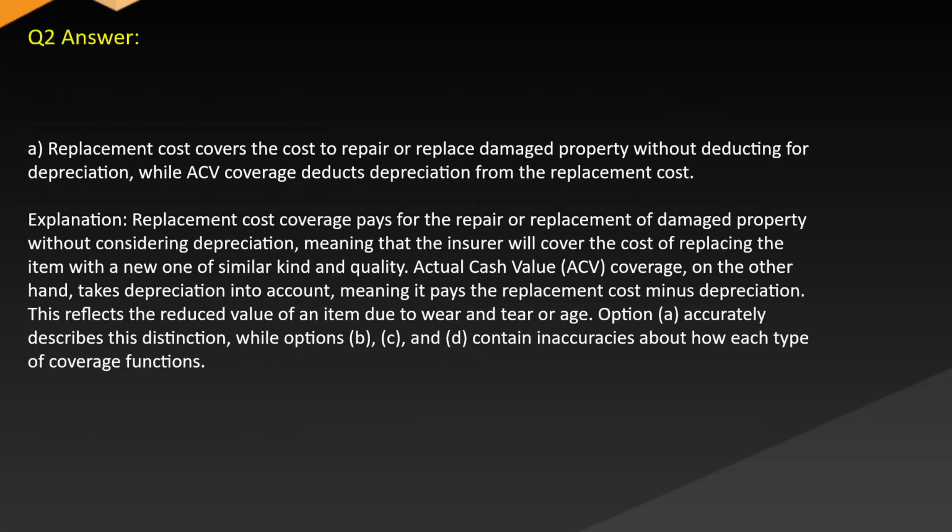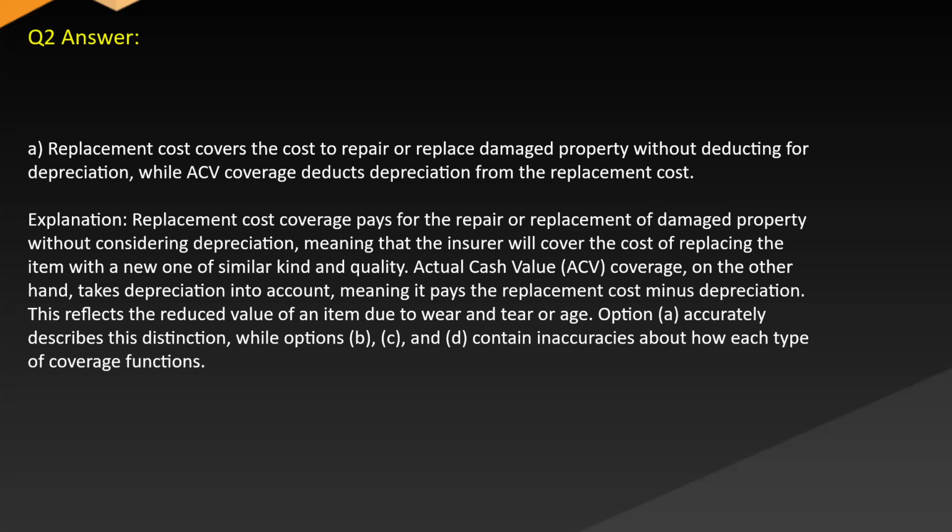Answer: A. Replacement cost covers the cost to repair or replace damaged property without deducting for depreciation, while ACV coverage deducts depreciation from the replacement cost. Explanation: replacement cost coverage pays for the repair or replacement of damaged property without considering depreciation, meaning that the insurer will cover the cost of replacing the item with a new one of similar kind and quality. Actual cash value, ACV, coverage, on the other hand, takes depreciation into account, meaning it pays the replacement cost minus depreciation. This reflects the reduced value of an item due to wear and tear or age.